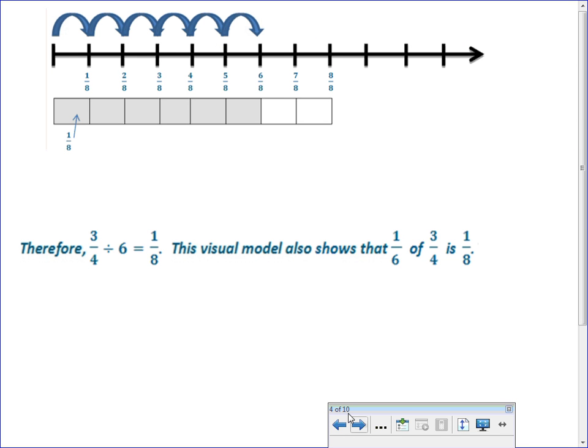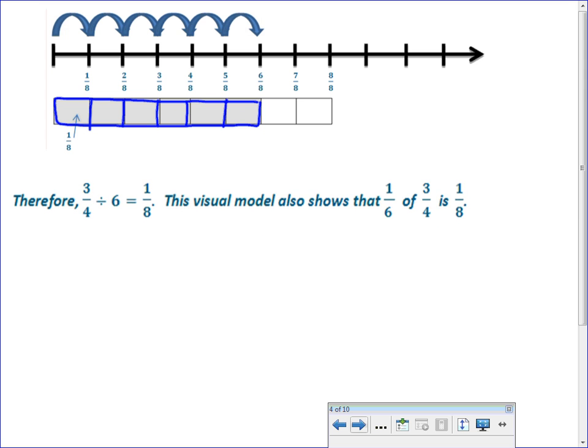I'm going to flip to the next screen so we can take a look at this number line. So we took our 3/4, and we separated it into our 6 sections. So it's 1/8. So you could write this sentence on your paper too. 3/4 divided by 6 is 1/8. This visual model also shows that 1/6 of 3/4 is 1/8. And this is going to become clearer as we practice it more.